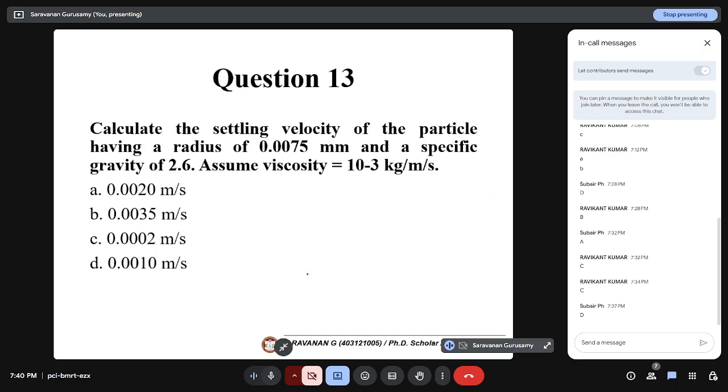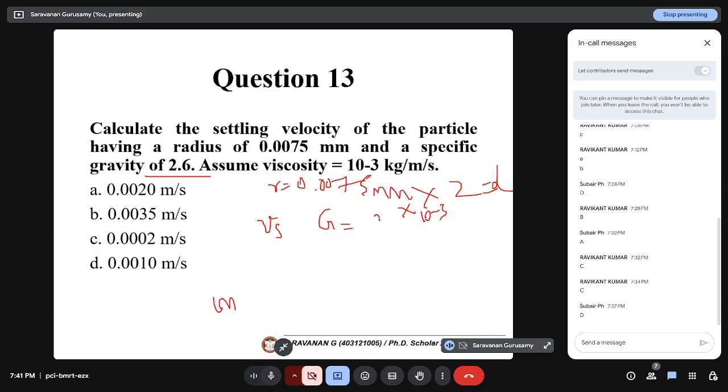The 13th question: calculate the settling velocity, Vs, they are asking. The radius of the particle is given, so please be careful. If the radius is given, multiply by 2 to find the diameter and then convert into meter, 10 power minus 3. All the units have to be the same: meter means meter, mm means mm. Please convert everything into meter. Then specific gravity Gs is 2.6, and the viscosity is the kinematic viscosity, 10 power minus 3. So what is the Vs formula? g d square by 18 mu into rho s minus rho w.